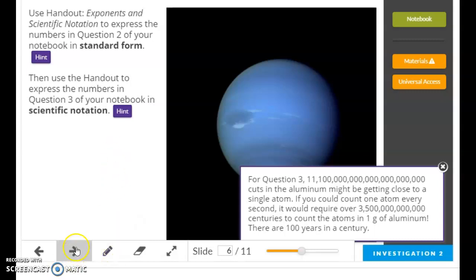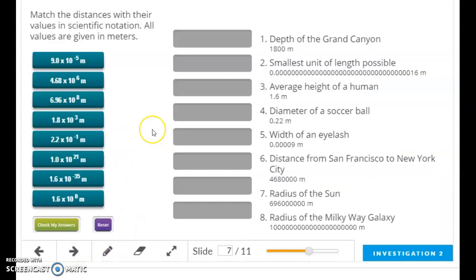All right. Now we're going to practice matching the scientific notation form of numbers to their correct standard form of numbers, okay? So let's take a look at this.